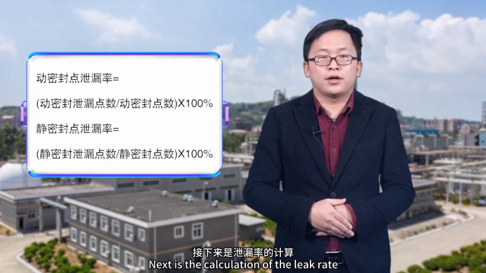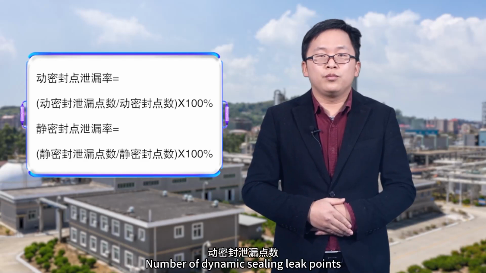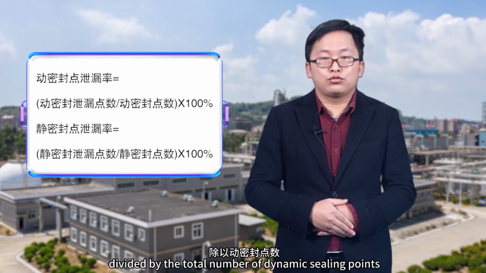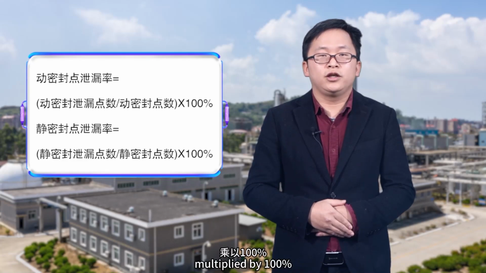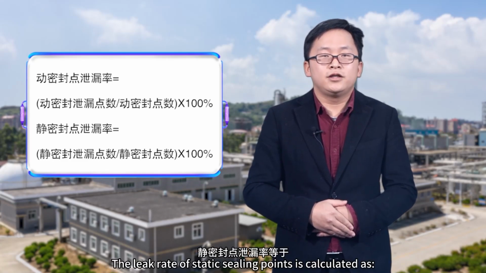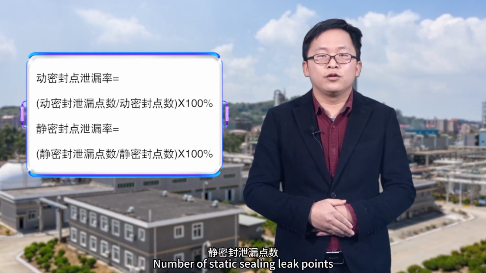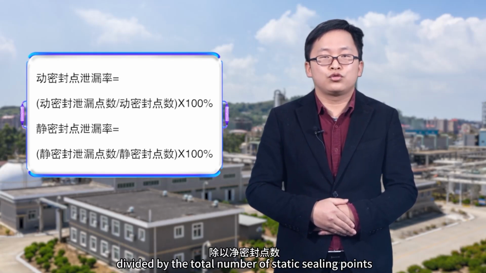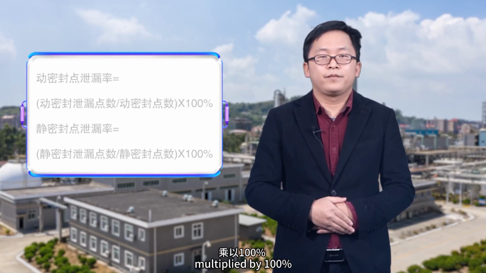Next is the calculation of the leak rate. The leak rate of dynamic sealing points is calculated as number of dynamic sealing leak points divided by the total number of dynamic sealing points multiplied by 100%. The leak rate of static sealing points is calculated as number of static sealing leak points divided by the total number of static sealing points multiplied by 100%.